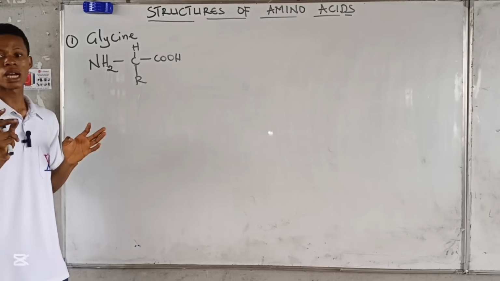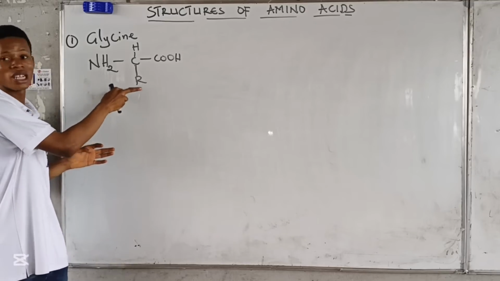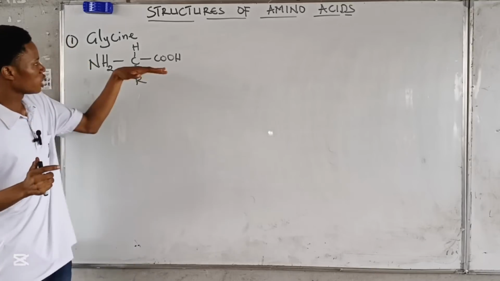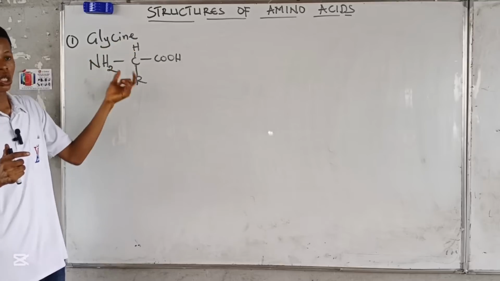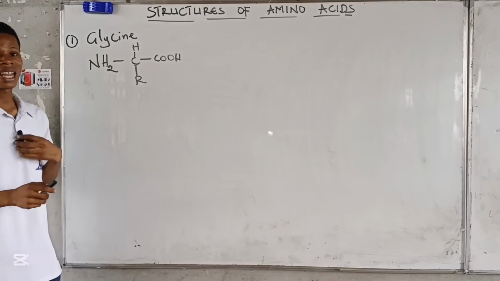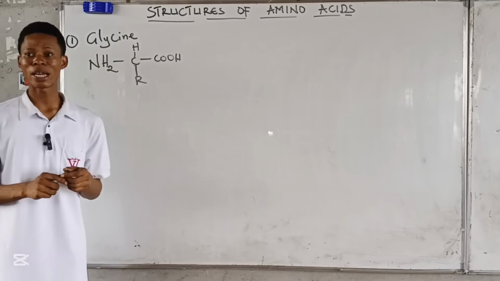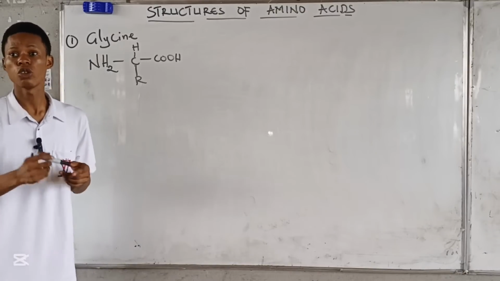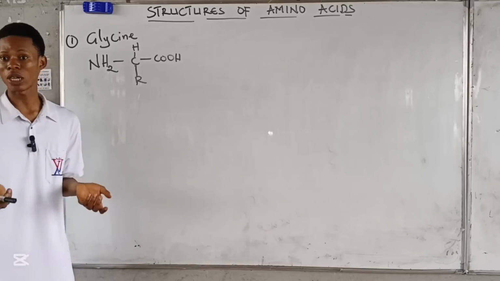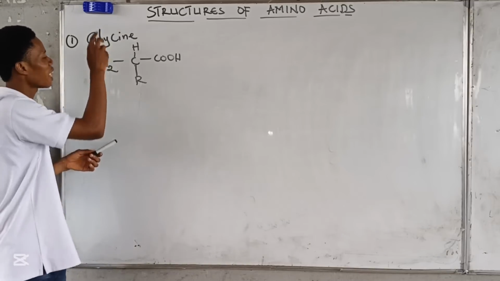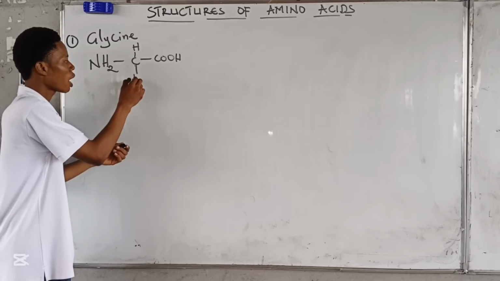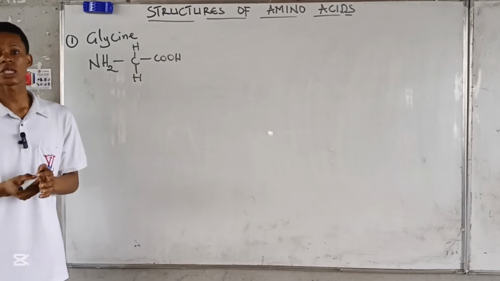So in the 20 amino acids, the only thing we are going to be changing is this R group. If you are asked to draw any amino acid at all, this other part remains the same, right? It is only here that is changing. So glycine is the simplest amino acid. And if you don't know how to draw any other one, you must know how to draw glycine because it's the simplest one. Now, for glycine, this R group is what? Hydrogen. This is glycine.